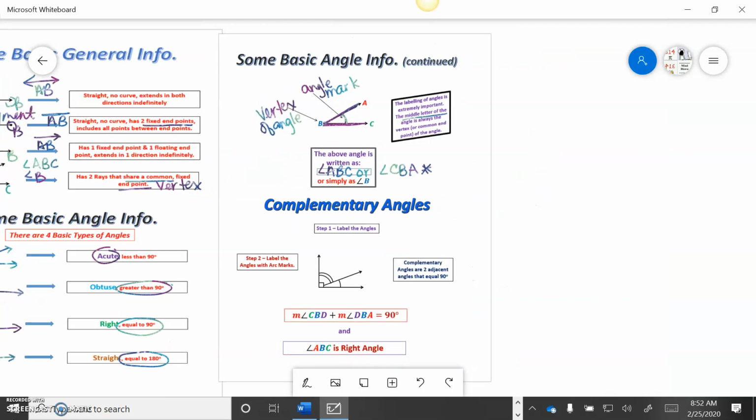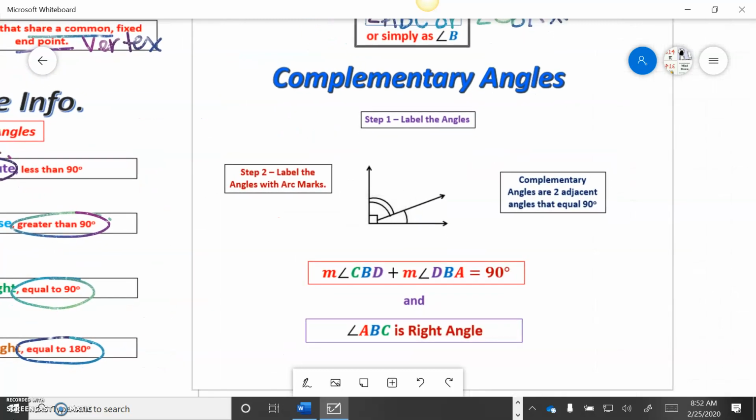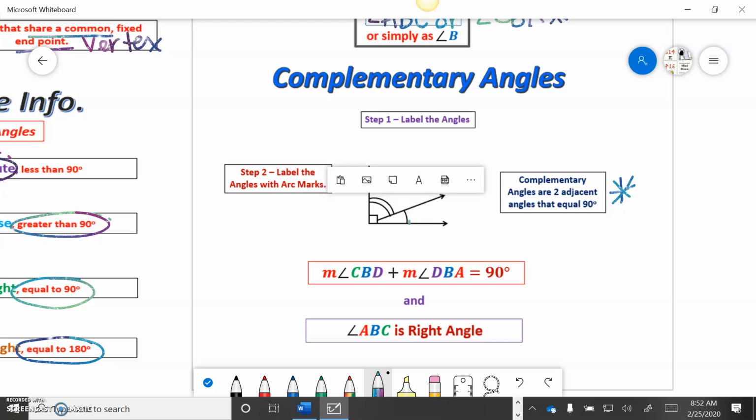So let's look down here at complementary angles. So complementary angles are going to be two angles that add up to equal 90 degrees. So first we have our two angles. We have angle 1, and then notice this one has 2 marks. This is going to be angle 2.